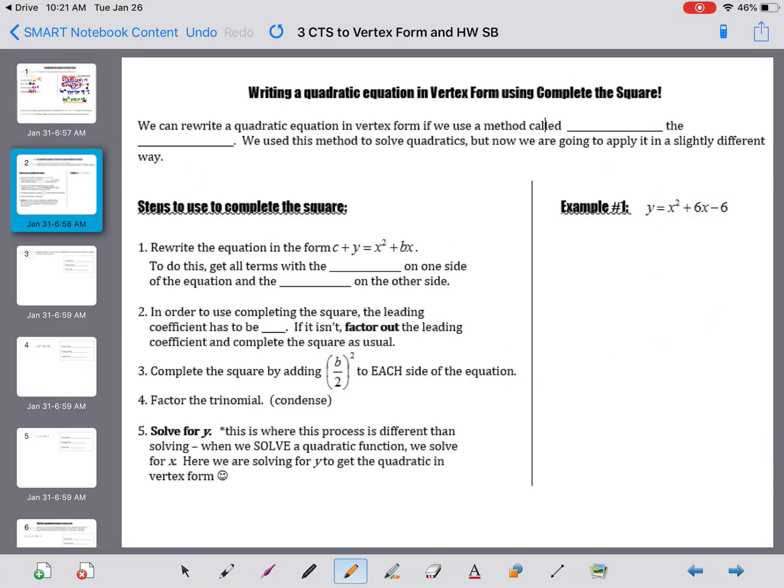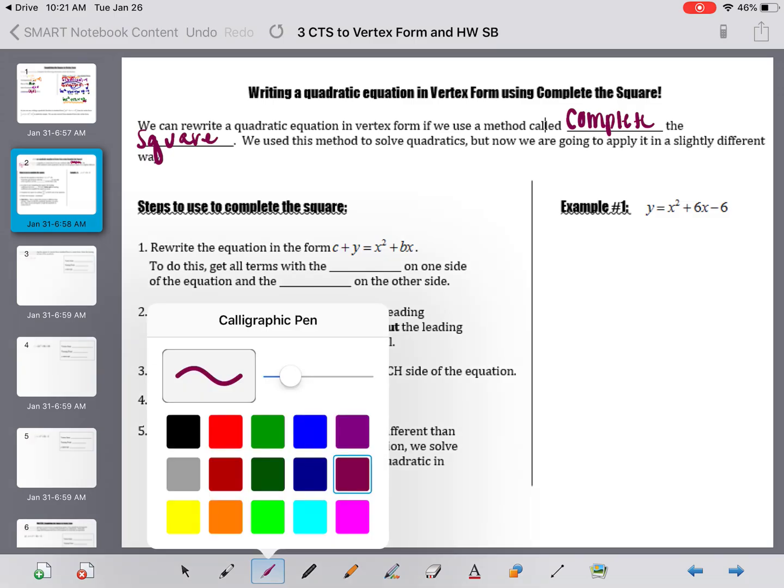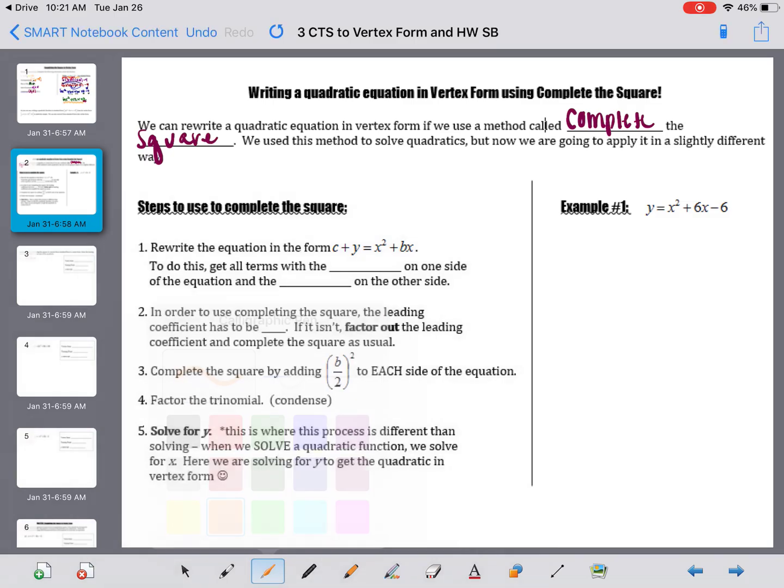We can rewrite the quadratic equation in vertex form if we use a method which might sound familiar, complete the square. This is what we did last unit when we were solving quadratics. We can use the same method to turn a quadratic into vertex form. So it's very similar steps, but there is a slight twist. What you're going to do is move c over to the other side. So you're going to get all the terms with the x on one side and the constant or the number on the other. So all the x's go on one side, everything else goes on the other side.